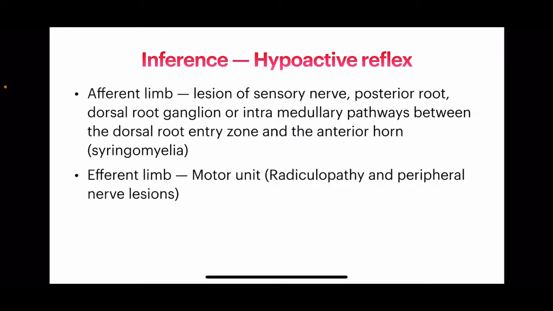So if the pathology involves the afferent limb, as in a lesion of the sensory nerve or the posterior root ganglion, or intramedullary pathways as in the case of syringomyelia, all these involve the afferent limb. If it were the efferent limb, it could be the motor unit, as in a radiculopathy or peripheral nerve lesion. So all these are the causes of a hypoactive reflex. That is a grade 0 or a grade 1.